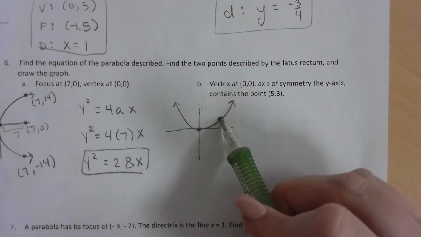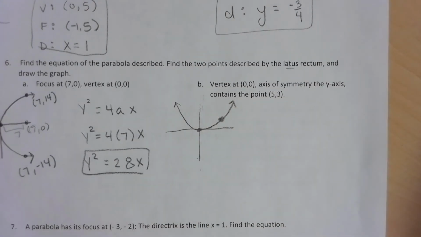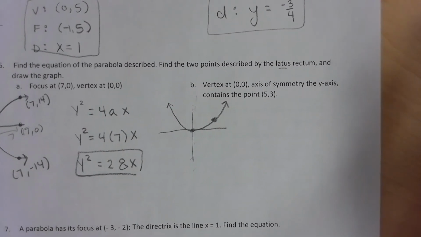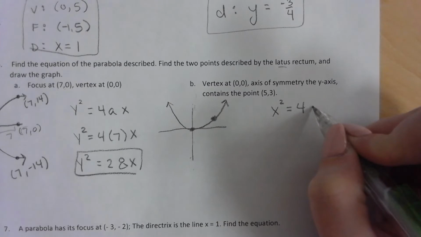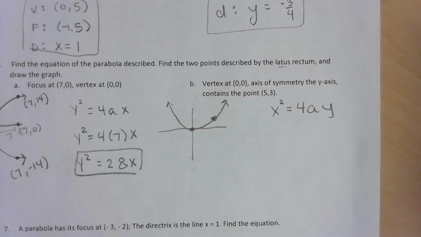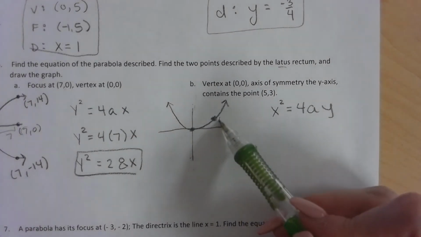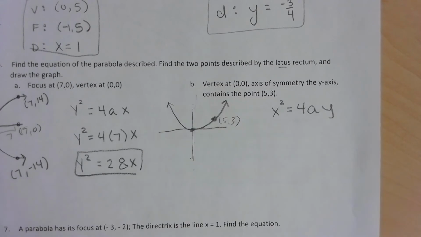Now we don't know that this is a latus rectum, right? It doesn't tell us that. If it told us that, then that would help us find the a value, but we don't know that that's true. So I know this is because it's opening up. It's going to be x² equals 4ay. We know that. But I don't know what the a term is. I can't assume that it's this point here at 5, 3.